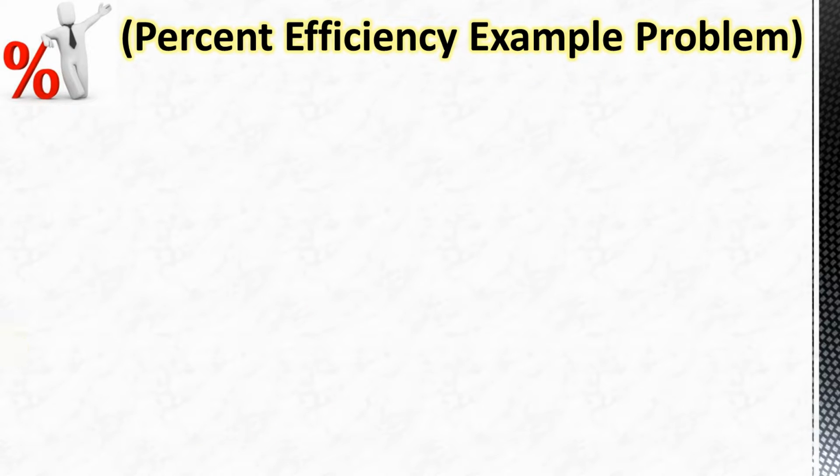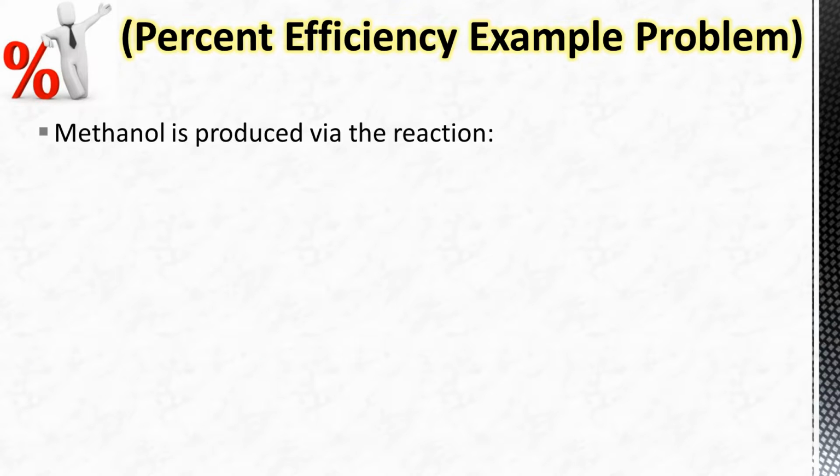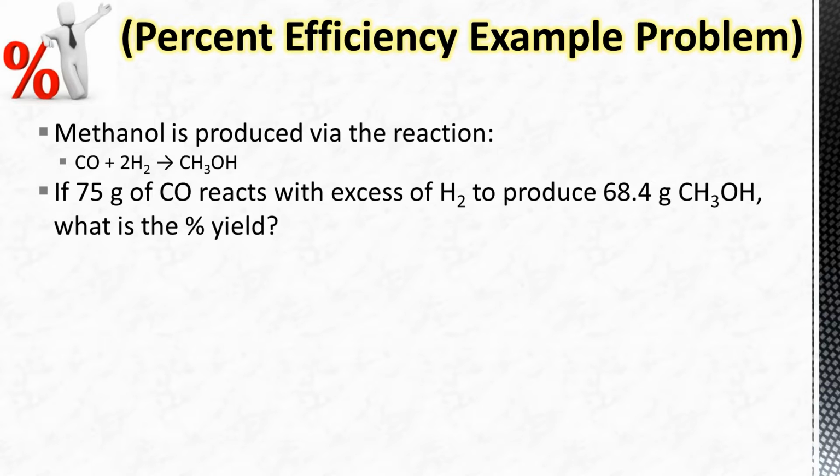So let's look at an example of percent efficiency. Methanol is produced via the reaction carbon monoxide plus hydrogen gas makes methanol. If I have 75 grams of carbon monoxide react with an excess of hydrogen, so that is definitely not my limiting reactant, 75 grams of this, and it's going to produce 68.4 grams of methanol. So don't worry where that number came from, that's just going to be given to you. That's saying, here's how much we actually got. We need to calculate how much we could have theoretically gotten. So my actual yield is going to be 68.4.